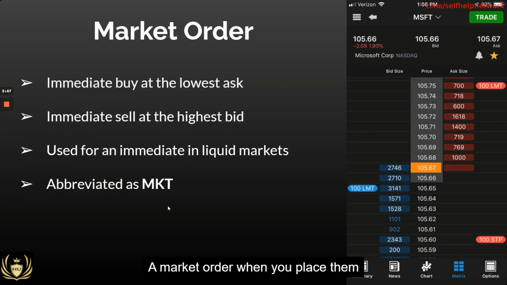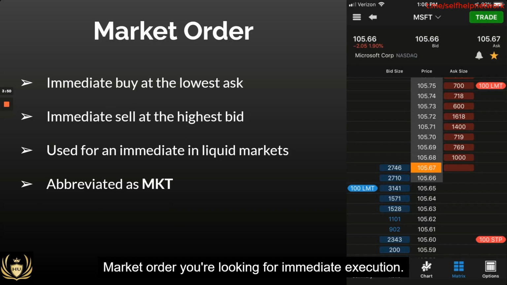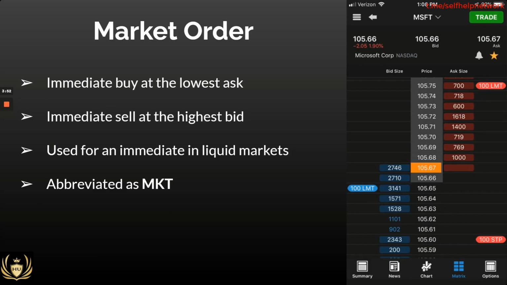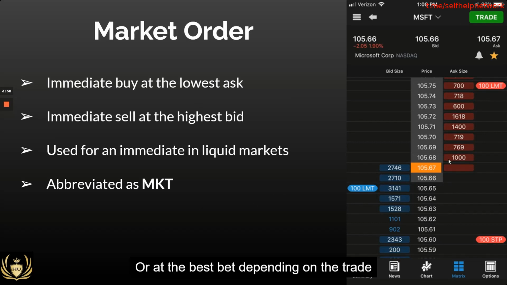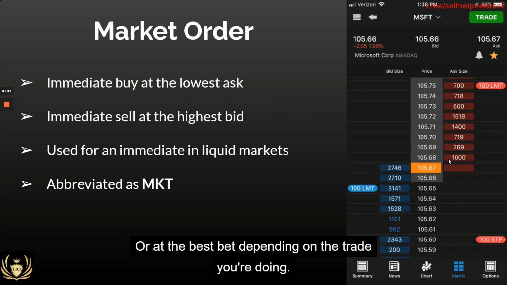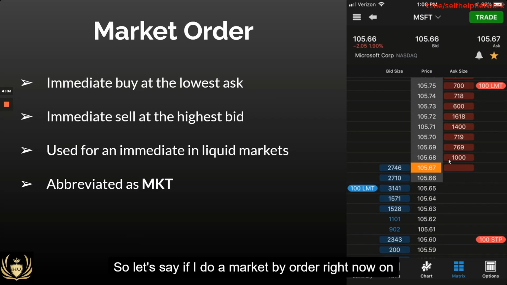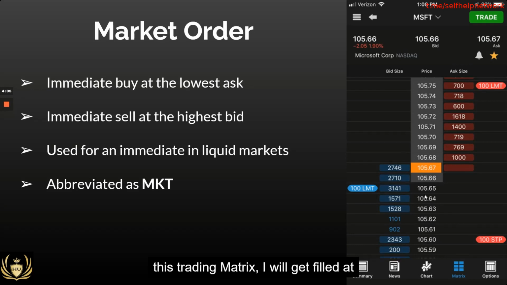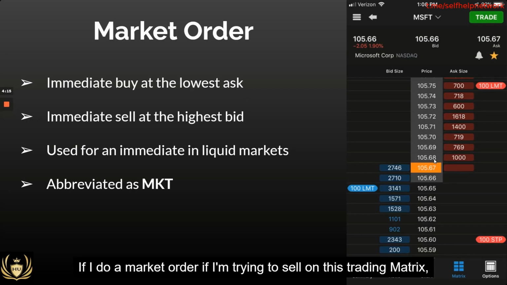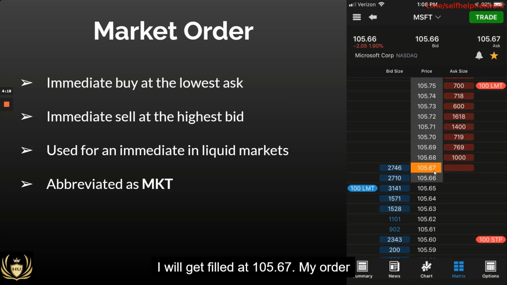A market order. When you place a market order, you're looking for immediate execution. You will get filled at the best offer or at the best bid depending on the trade you're doing. So if I do a market buy order right now on this trading matrix, I will get filled at 105.68. I will end up buying there. If I'm trying to sell on this trading matrix with a market order, I will get filled at 105.67. My order will immediately execute. Market orders are abbreviated as MKT.